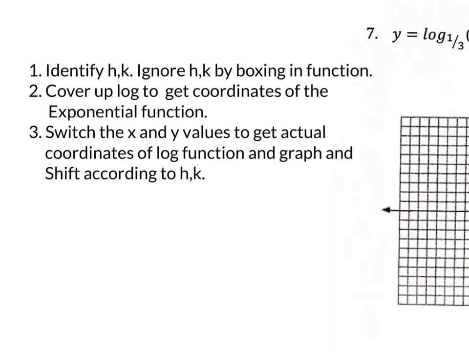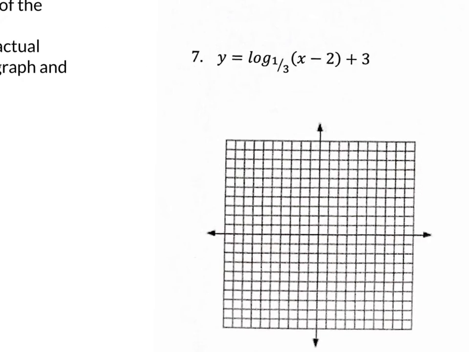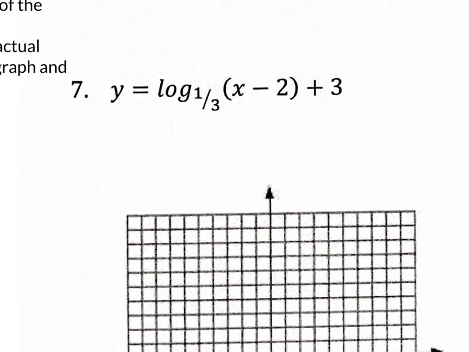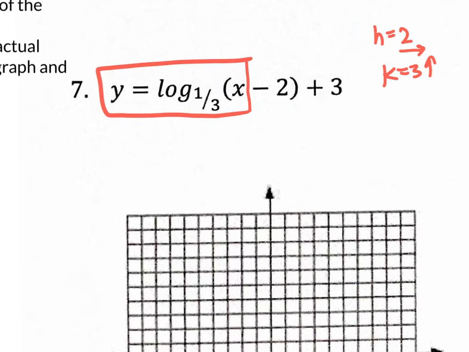So let's do what we always do for step one. Let's identify h and k. What is h? What is k? H is 2, which means we're going to shift 2 to the right. K is 3, which means we're going to go 3 up after we get our coordinates of the logarithmic function. So once we identify h and k, we box in the function without the h and k, ignoring h and k. And we're really going to graph this guy.